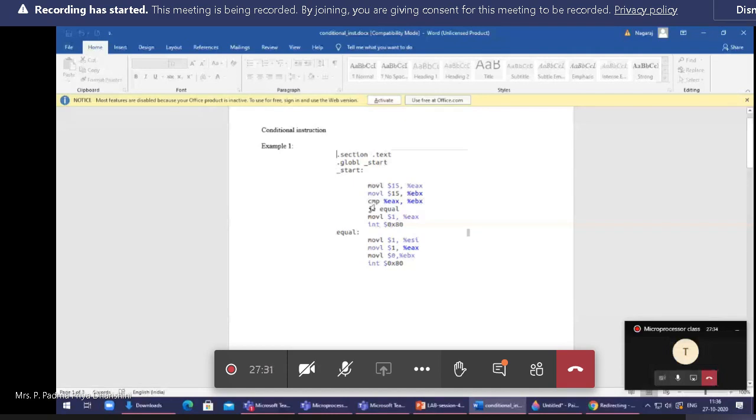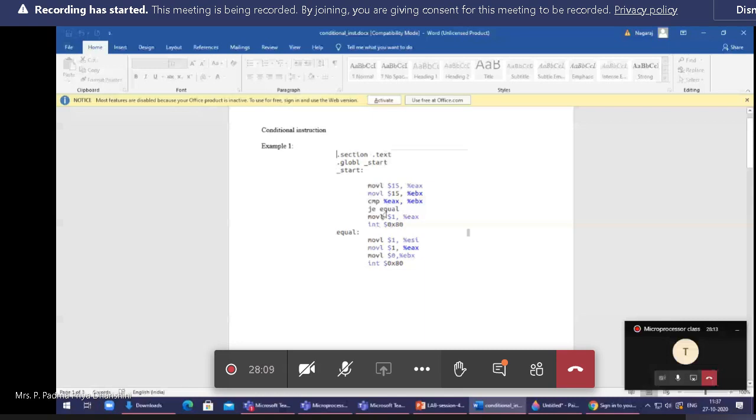We are just doing compare EAX EBX. The meaning of this is the value EAX is subtracted from the value EBX, that is 15 minus 15 equal to 0. Then I have given the instruction JE. What is the meaning of JE? JE stands for jump equal. I repeat, J for jump, E for equal. If both the values are equal, then it will jump to this location, equal.